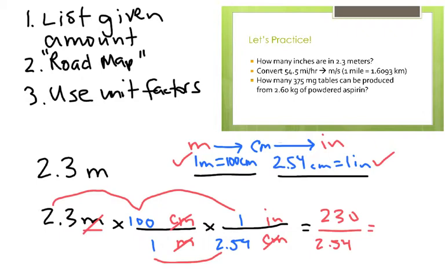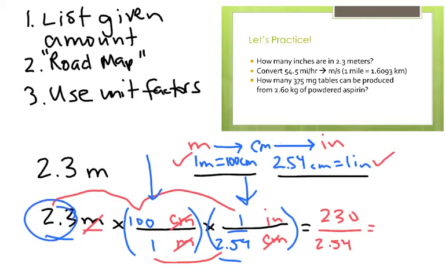Since this is my answer, I now have to do my correct significant figures. Taking a look at my conversion factors, I see that 2.3 is two significant figures. I'm not going to base significant figures off of this conversion factor because this is just simply metric conversions. Those are exact numbers. And I'm also not going to base it off of this conversion factor because this is, remember, an exact conversion. There's exactly 2.54 centimeters in 1 inch. So the only significant figures limiting our problem comes from the 2.3. And so my answer with correct significant figures would be 91 and my unit would be inches.